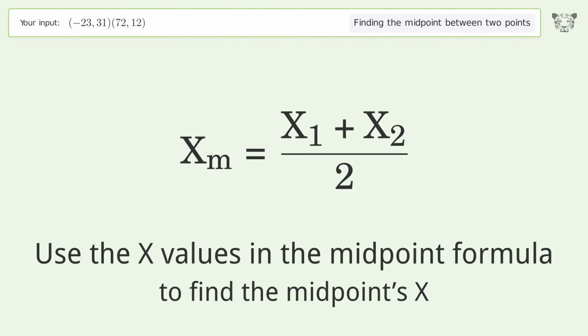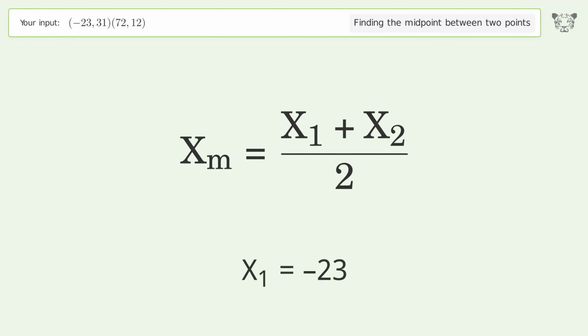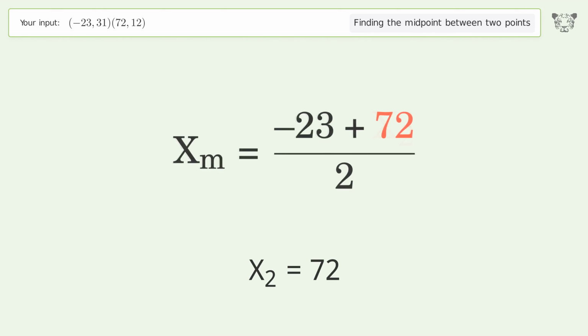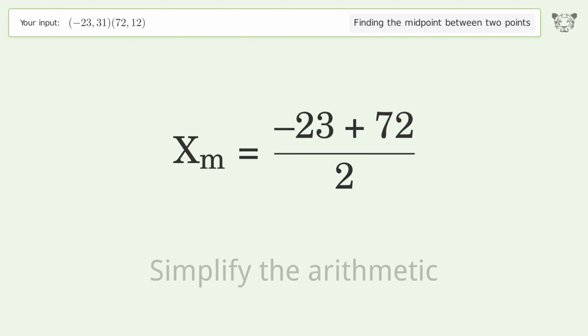Use the x values in the midpoint formula to find the midpoints x. x1 equals -23. x2 equals 72. Simplify the arithmetic.